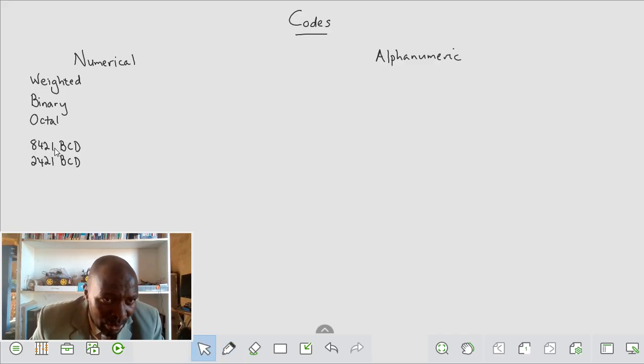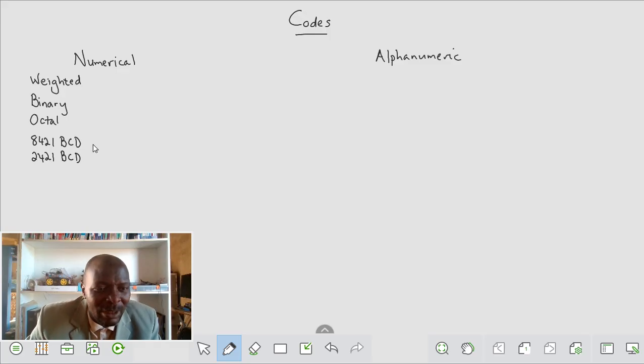Someone will say, by the way, we did binary, we did octal, but we also have hexadecimal. Hexadecimal is actually an alphanumeric code. Why? Remember from 10 up to 15 it uses the letters A up to F. So there's alphabet and 0 up to 9, and therefore hexadecimal falls under codes, but it falls under alphanumeric codes.